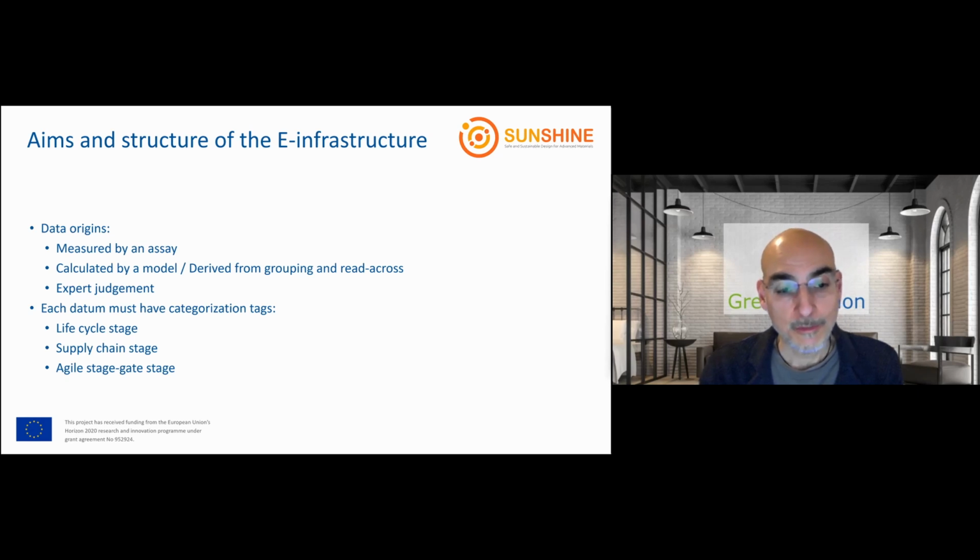So whenever some information enters the infrastructure, it must be categorized in some way. It is always needed to know in which life cycle stage the data was measured, which supply chain stage the actor supplying the data is part of, and in which phase we are in the agile stage gate assessment. So we always need to specify where this data belongs.